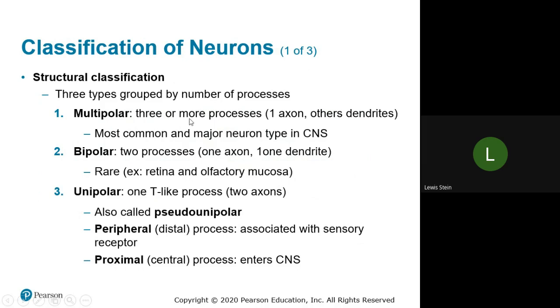The multipolar, where it has multiple processes, one axon and a bunch of dendrites, is just the big player. Bipolar, comparatively rare. It's something we're going to explore, particularly when we do the special senses, when we look at the physiology of hearing and the physiology of sight. You're going to see this is the transition of the signal from taking a visual signal in the eye, basically a reaction in a photoreceptor, and transitioning that into chemical changes and then transitioning those chemical changes into electrical changes.